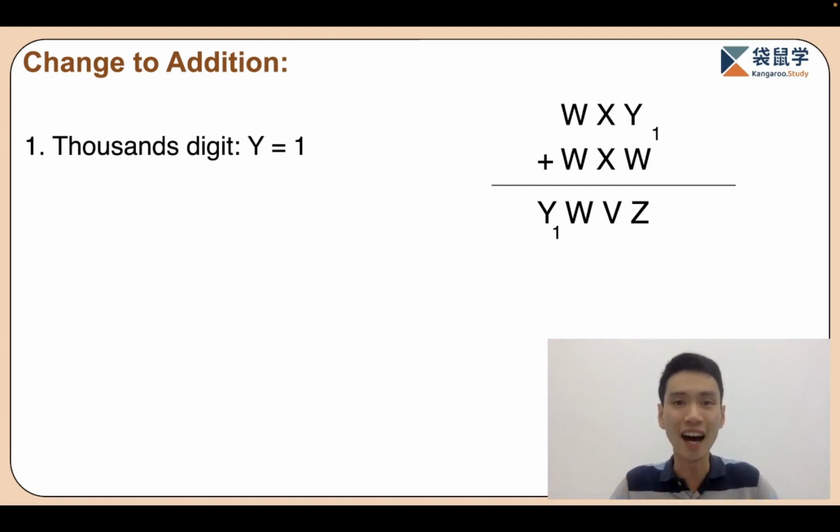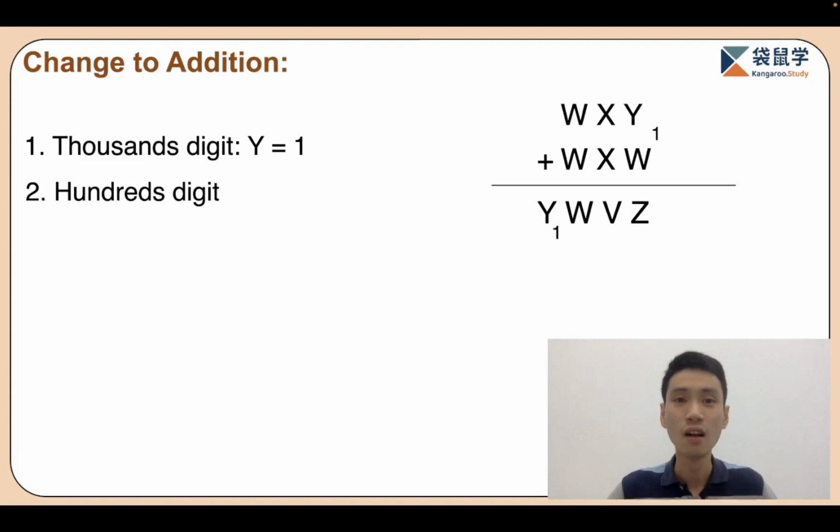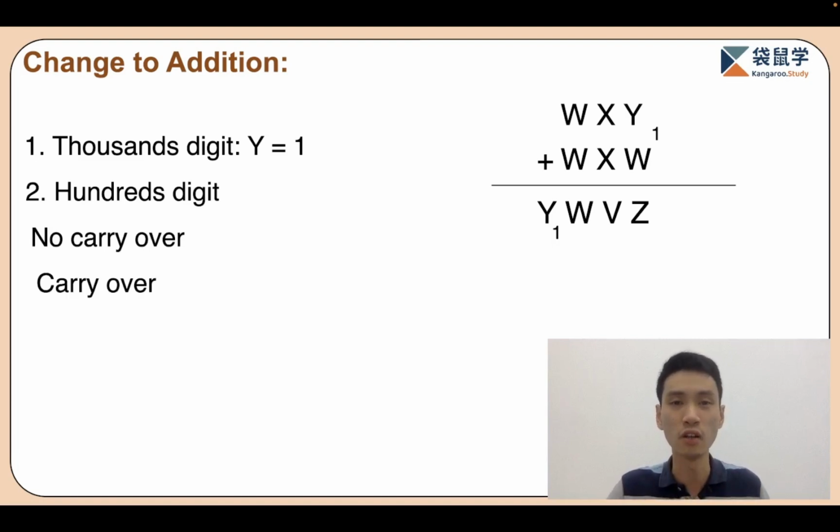If you said again the hundreds digit, you would be correct. Why the hundreds digit? Well, because we have the same letter of W repeated 3 times. Now, what two situations do we have here? Of course, we have no carryover from the tens and carryover from the tens. So let's consider the no carryover situation first.